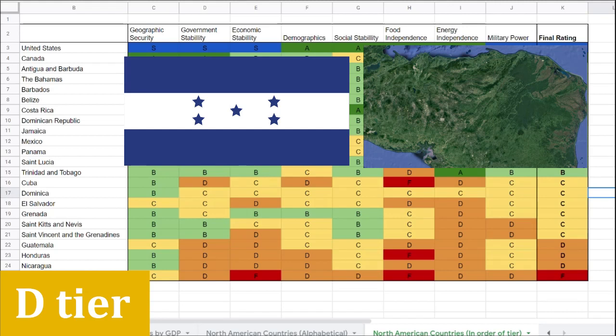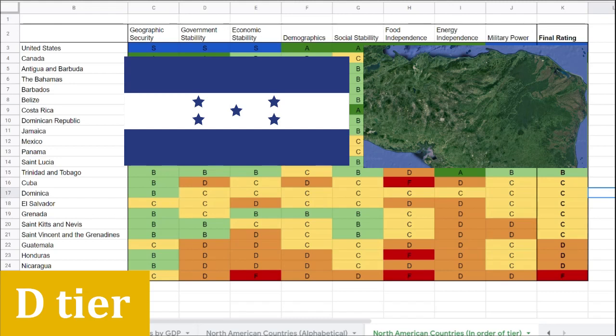However, it actually has a geographic security of B because it's slightly more hilly and the population centers are further from its borders compared to its neighbors. Government stability, though, is D. It had a 30-year civil war, three decades long, which admittedly is not quite the same as a four-decade-long civil war. But still, it's a D-tier nation because there was a coup in 2009. Not very good. D-tier government stability.